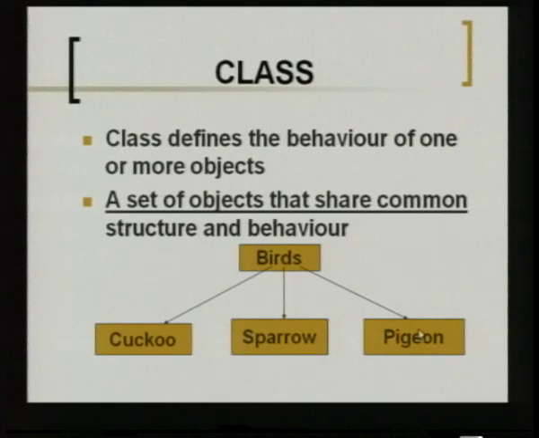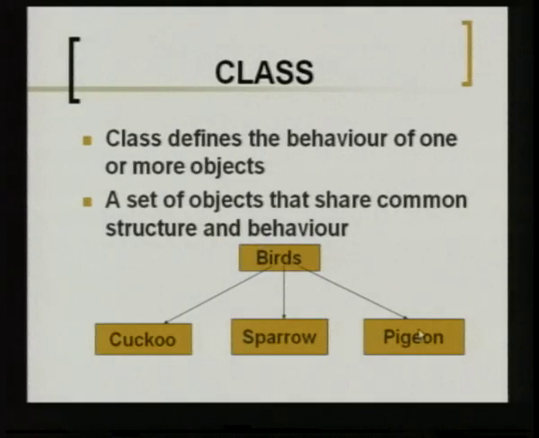So, a class is something above the object. It defines the behavior of the object or what all an object is expected to do. So, behavior of the object is the way it acts and reacts. So, what all an object can do in action or what all an object can give in reaction is defined by this keyword class. A set of objects that share common structure and behavior.